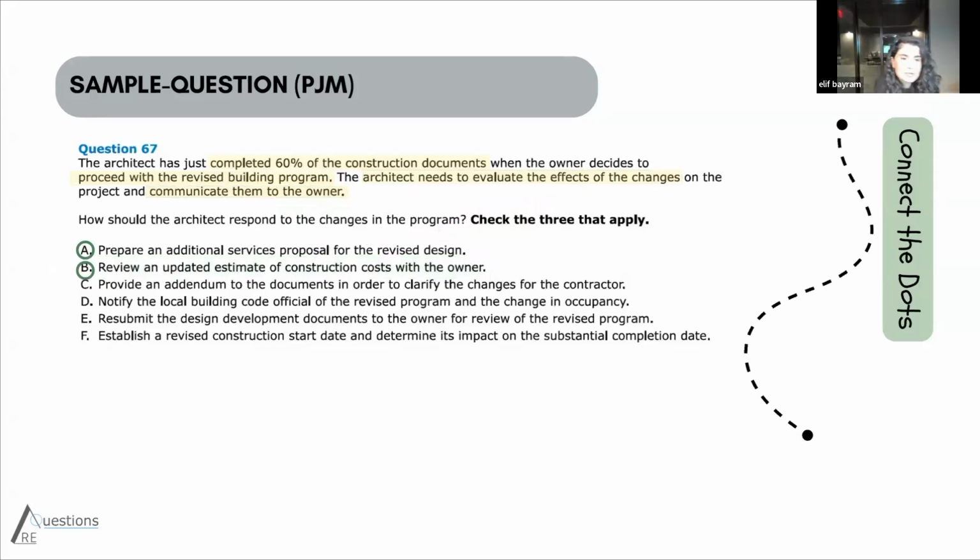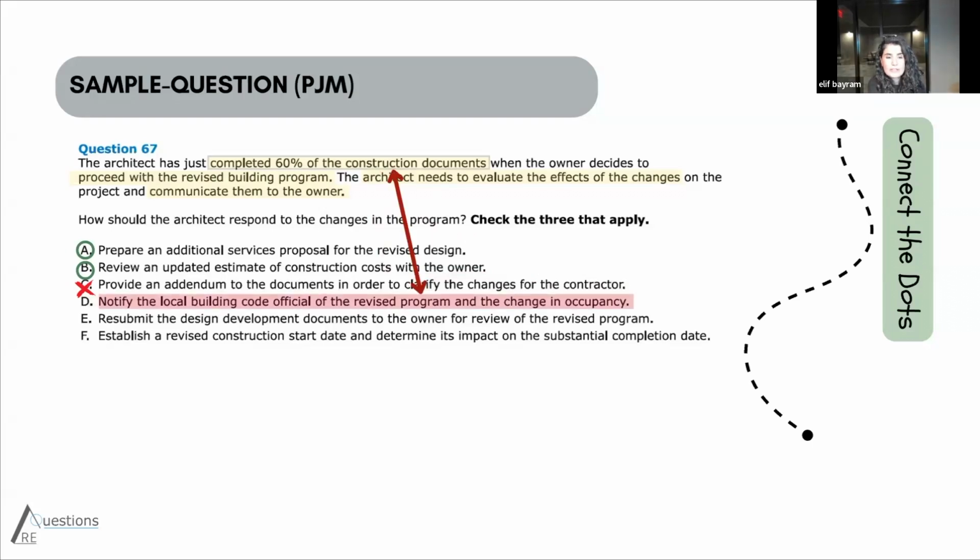Okay, C says, provide an addendum to the documents in order to clarify the changes for the contractor. If you did not read carefully, you would be like, you know what? Changes and revision are the same thing, and the documents need to be updated. But are we at the construction phase? Do we have a contractor? Is there anywhere in the question that says anything about a contractor? No, it's about the architect and the owner. The architect has to communicate the change with the owner, not with the contractor. And the project is still in the construction documentation phase. We are nowhere near the construction phase, right? The CA phase. So eliminate C, that's irrelevant.